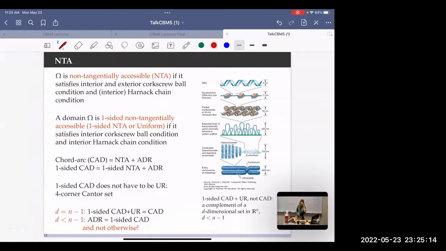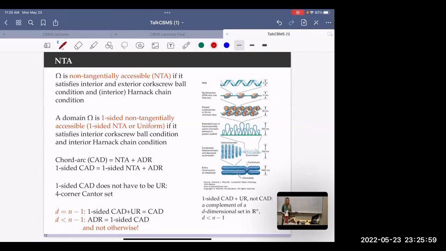Now, the domains which possess interior and exterior corkscrew balls, meaning you have one inside the domain, one in the complement, and interior Harnack chains are called non-tangentially accessible. The domains which only possess interior ones are called one-sided non-tangentially accessible. Once again, remember this is about access. One-sided NTA means you have access from inside; two-sided, or just NTA, means you have access from both outside and inside, quantitatively as I just presented.